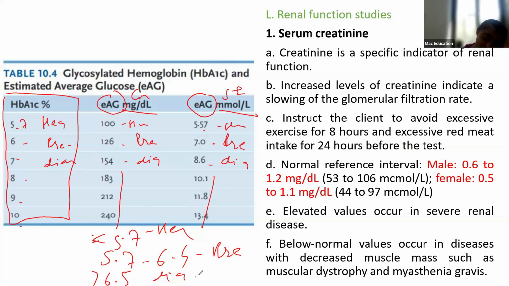Then if the patient is not following the proper diet and not doing lifestyle modifications, then the doctor will prescribe the medications. But you should understand whether the patient is diabetic, pre-diabetic, or healthy. So you have to always remember these three ranges.